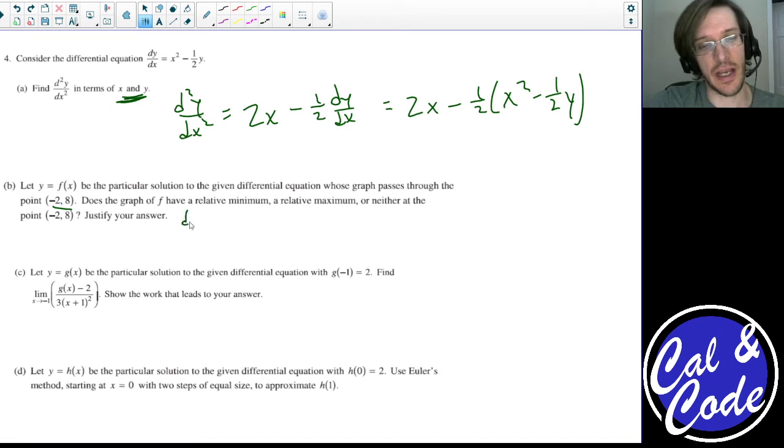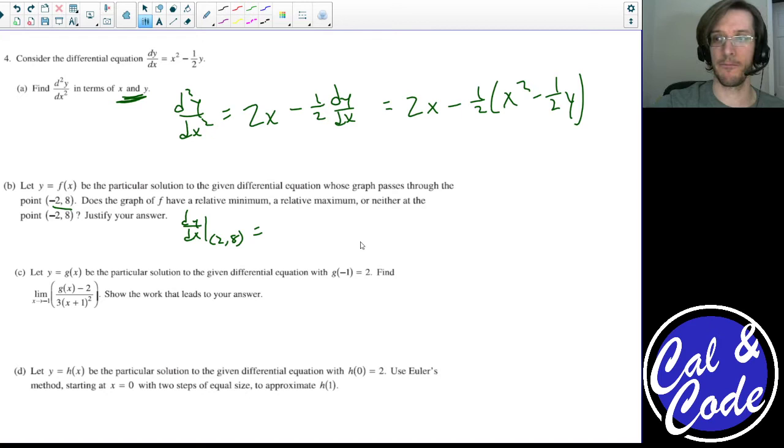So the first thing I'm going to check is dy/dx at 2, 8. I got to make sure that's 0, because if it's not 0, then I'm not going to have a relative min or a relative max. We saw that in the last problem. So if I put 2 in for x and I put 8 in for y, then we end up with 0. So we got a chance.